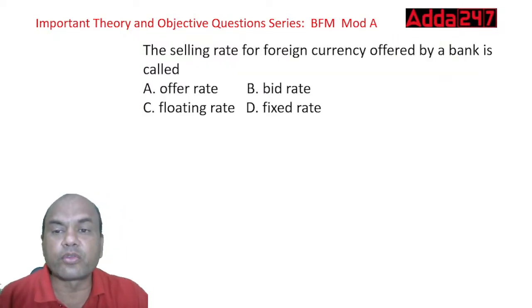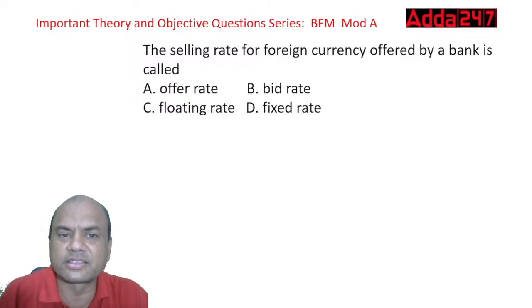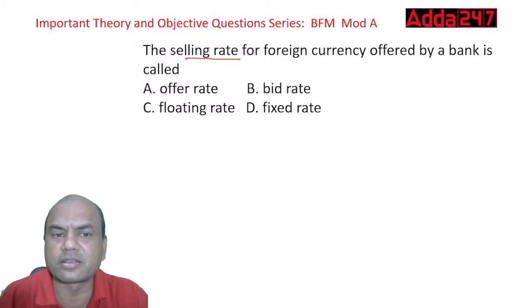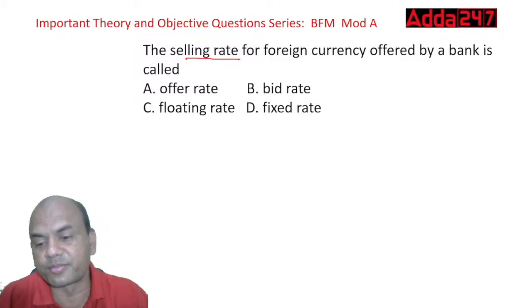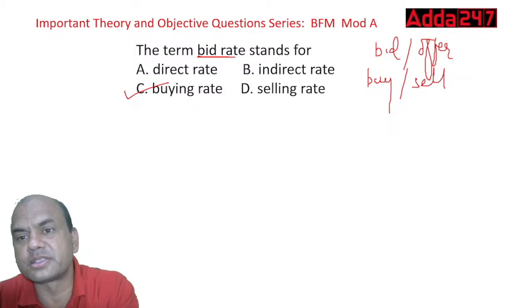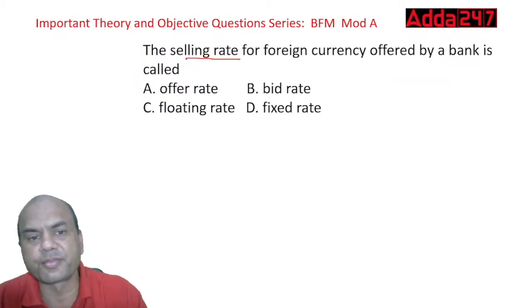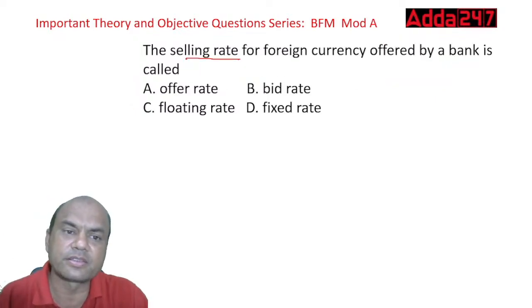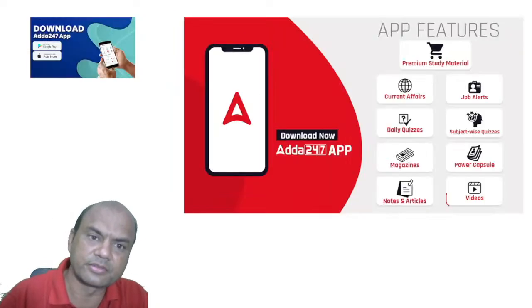The selling rate of a foreign currency offered by a bank is called as, just now we did it, sell rate is known as what? Give me in the comment section. Just now we saw it. Yeah, this one. Correct? Type fast. Offer, isn't it?